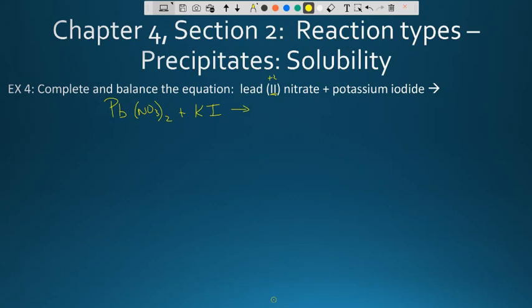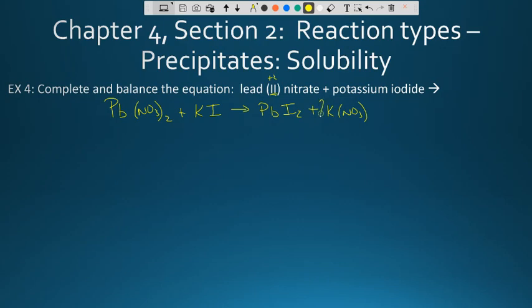So they're going to swap partners, and my lead and my iodine are going to swap. My lead, remember, had a 2. My iodine had a -1, so that's a PbI2. And then I have my potassium with my nitrate. My potassium was a +1. My nitrate is a -1. Okay, so now that's all taken care of.